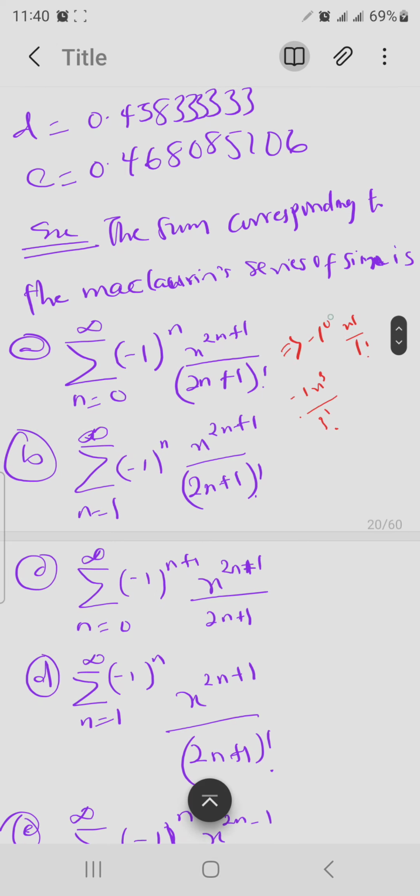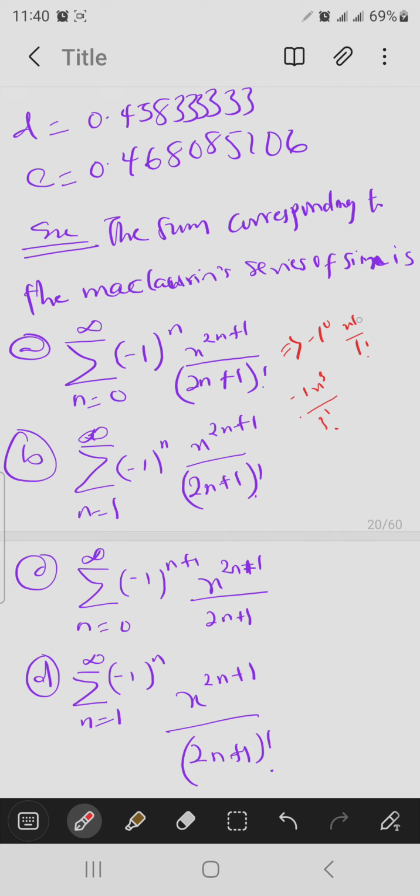This one is going to be 0. This one is going to be 0. It is 0 minus this, or x over 1. So this one is going to be x. This one will be minus x cubed over 3 factorial. So which means this one is going to be the answer for this.